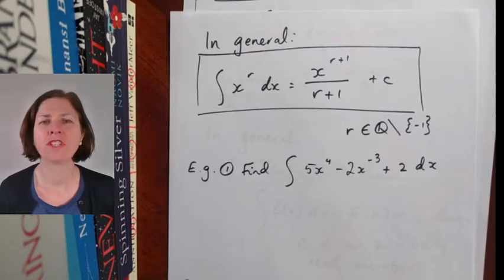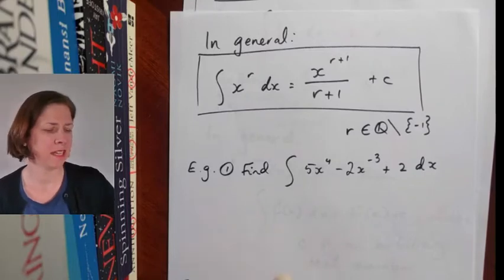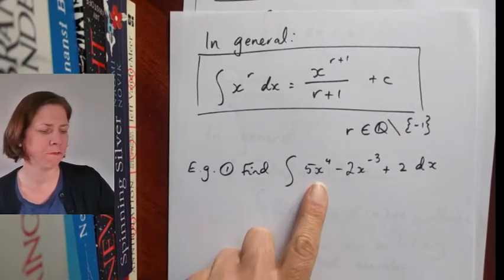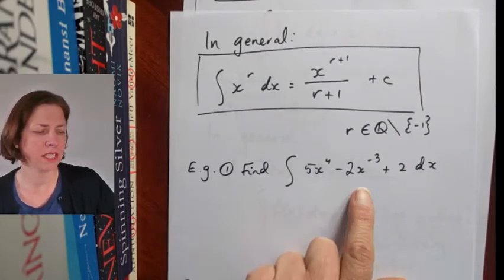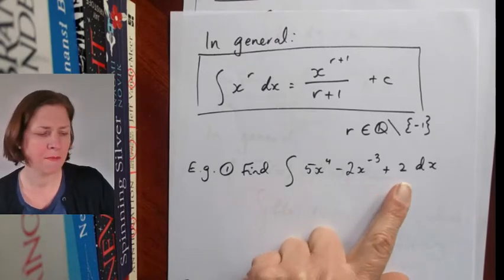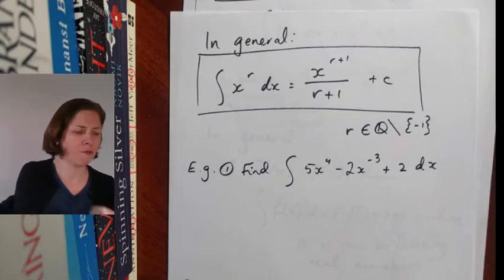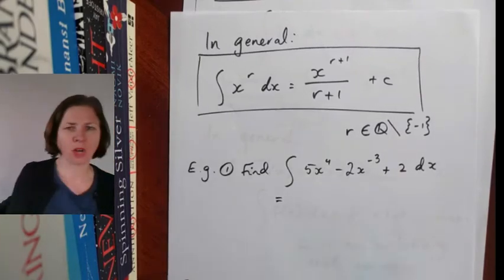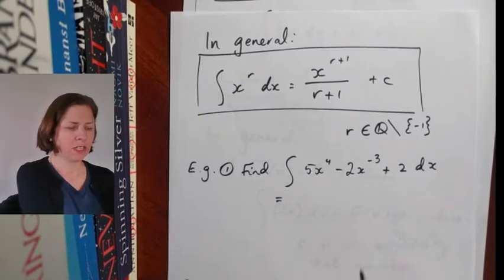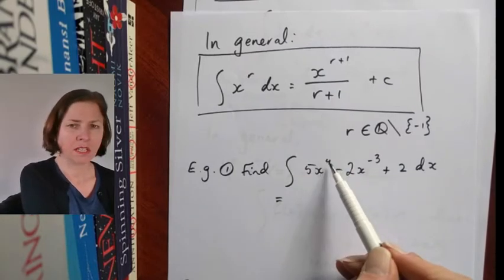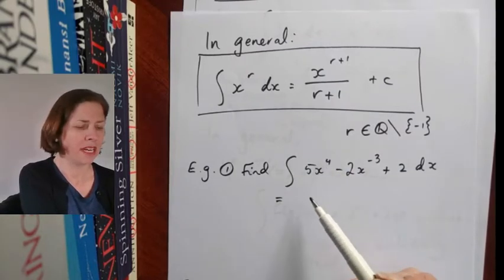So let's look at some examples. So here's my first worked example. I need to find the antiderivative of 5x to the power of 4 minus 2x to the power of negative 3 plus 2 with respect to x. So all I'm going to do is, for each of these, I'm going to find the antiderivative by adding 1 to the power and then dividing by that new power.